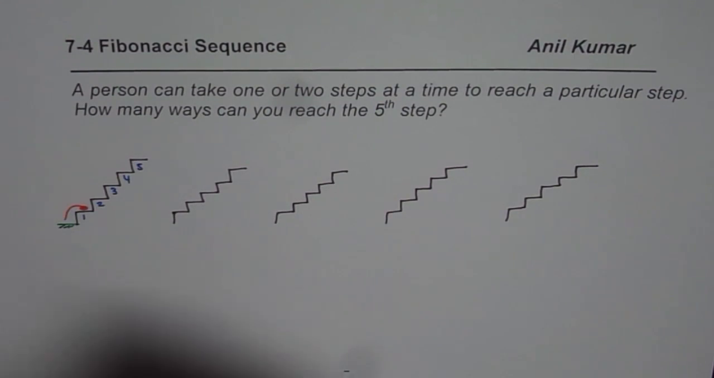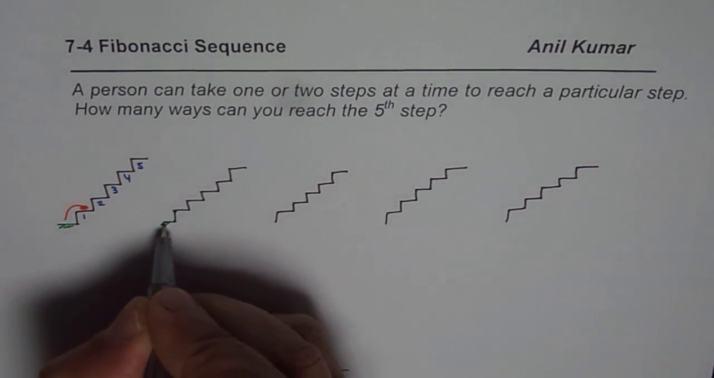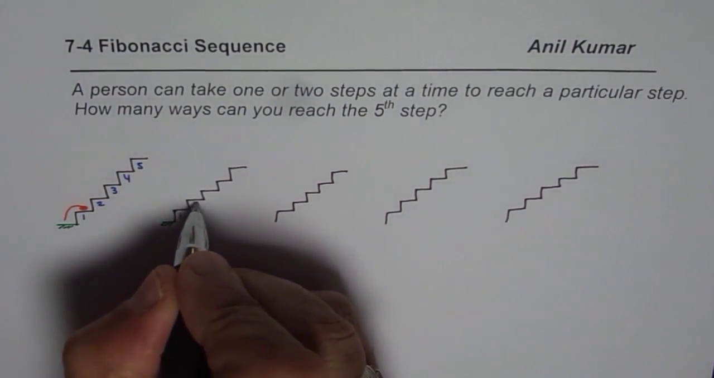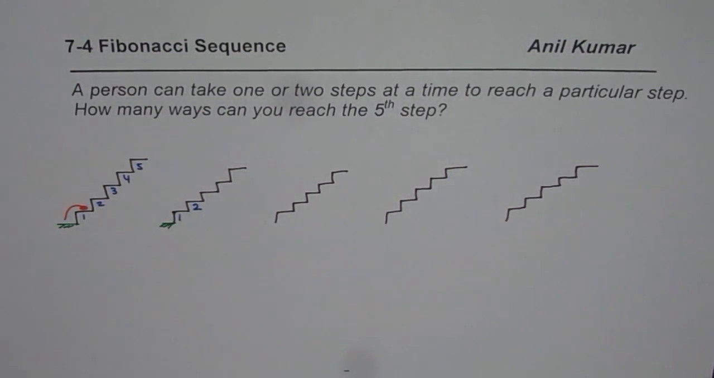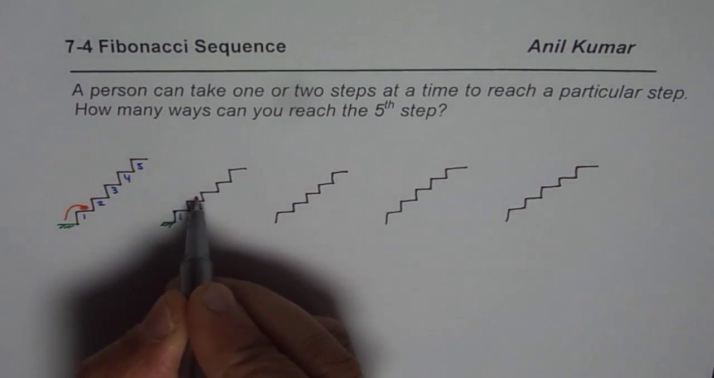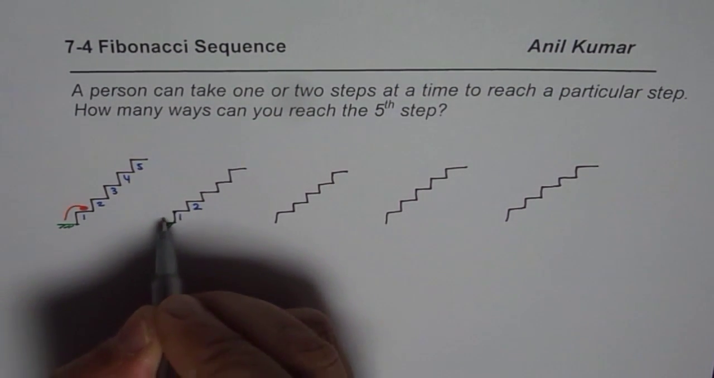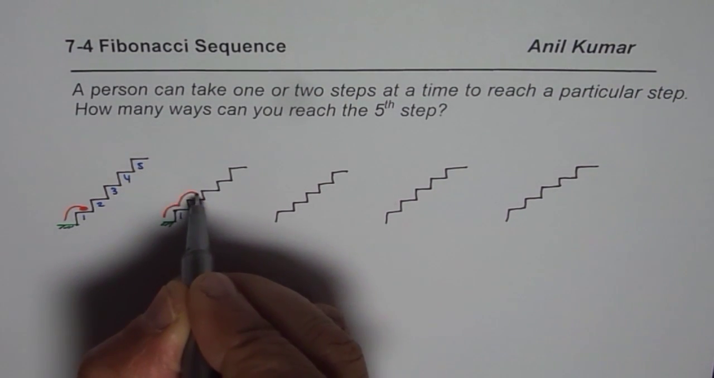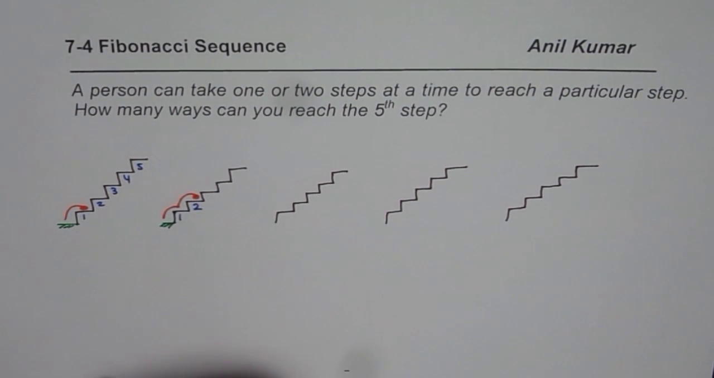Now in the second case, we will consider how to reach step number 2, right? So this time we'll see how to reach step number 2. So we'll go step by step and then understand how many ways there are in which we can reach 5 steps, right? That is what we are trying to figure out. Now if I am on the ground and I want to reach step number 2, one way is that I can take 2 steps, right?